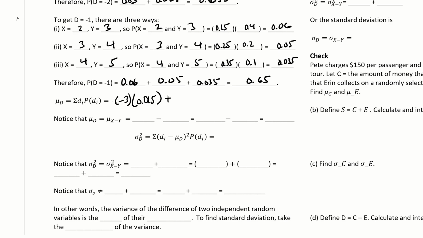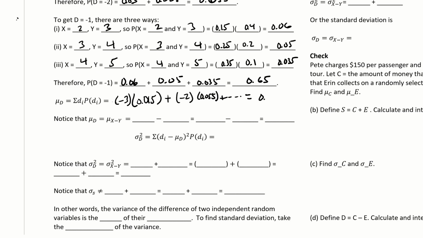Plus, then do the second difference for d equals -2. The probability for that was 0.055, and so on and so forth. Dot, dot, dot. And we get a difference of 0.65. Or is it 0.65? Hold on. Okay, what do we get the difference of?